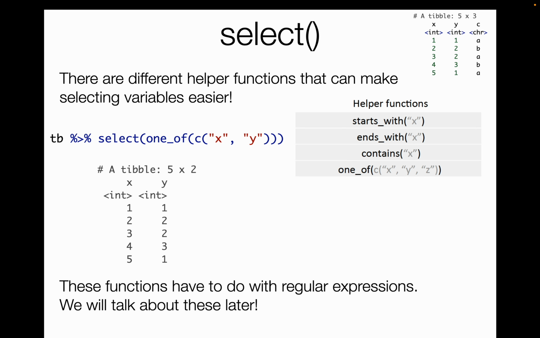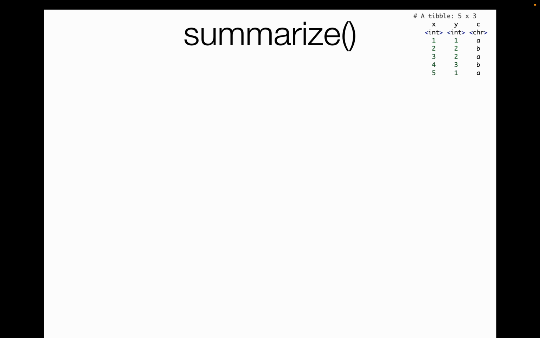The ones that you would use most often, starts_with, ends_with, and contains, are, I think, pretty self-explanatory. So starts_with is going to select columns that start with whatever you give it. Ends_with, and contains just contains. Okay, we'll actually use select in just a second here. Okay, select.